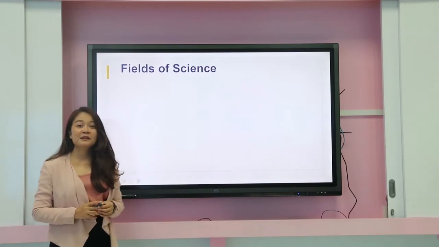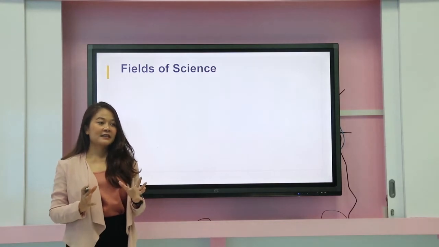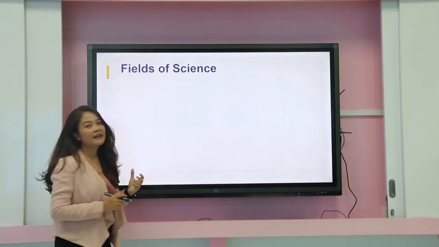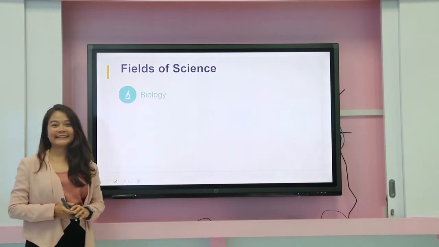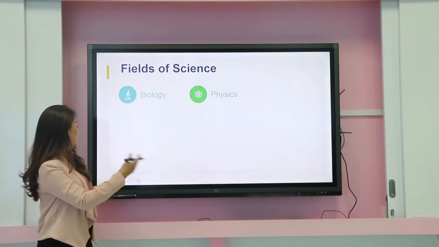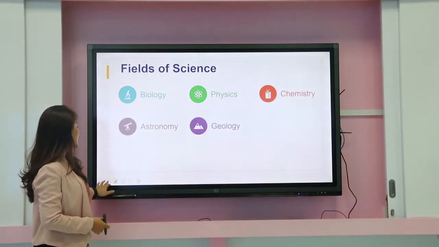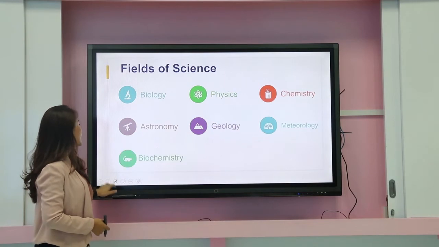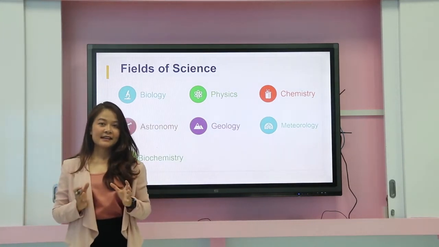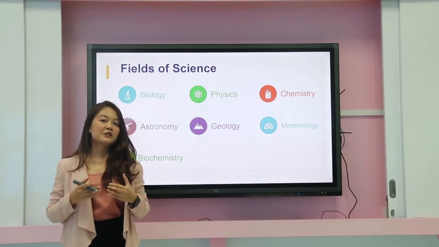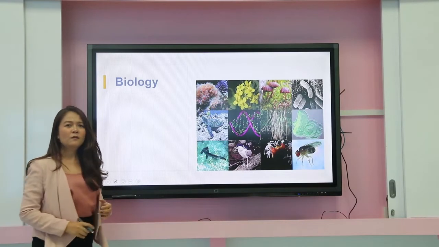And science can be divided into several areas. These are the basic areas that you must know. The first one is biology, followed by physics, chemistry, astronomy, geology, meteorology, and biochemistry. These are the basic areas of science that you must know. We're going to start with the first one, biology.